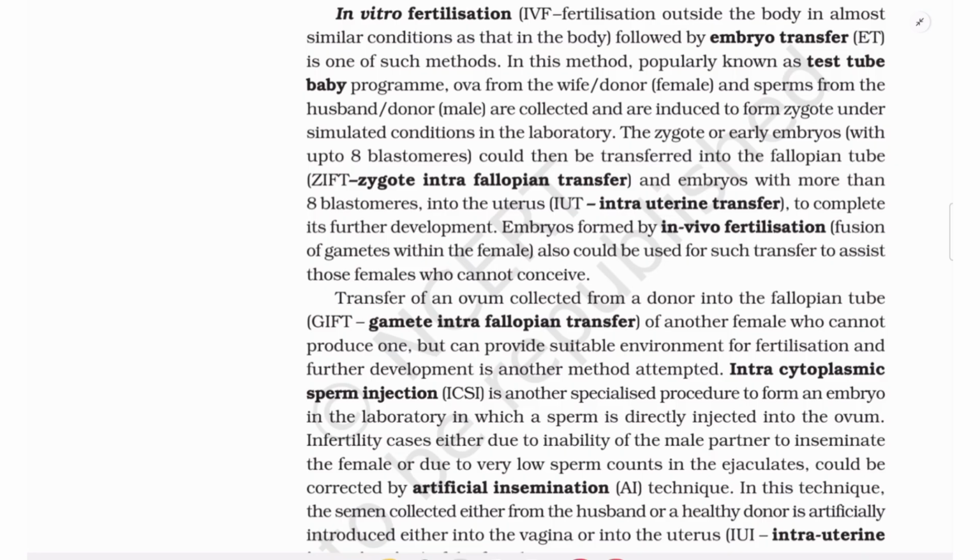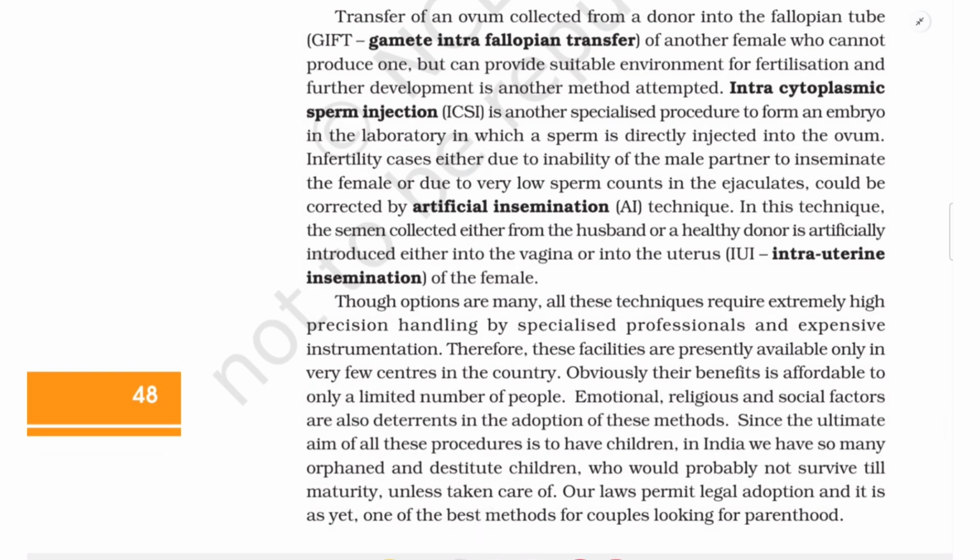Embryos formed by in vivo fertilization, that is fusion of gametes within the female, also could be used for such transfer to assist those females who cannot conceive. Transfer of an ovum collected from a donor into the fallopian tube of another female who cannot produce one but can provide a suitable environment for fertilization and further development, that is GIFT, gamete intrafallopian transfer, is another method attempted. Intracytoplasmic sperm injection, ICSI, is another specialized procedure to form an embryo in the laboratory in which a sperm is directly injected into the ovum.